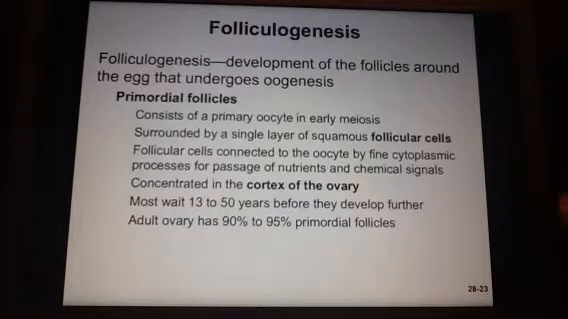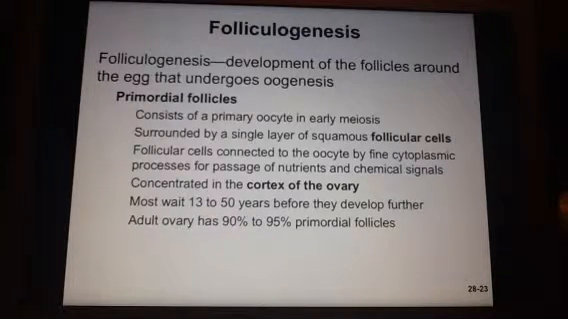So the original primordial follicles, that's what we saw around the outer edge of the ovary. And so they're where the primary oocytes are. They are in early meiosis. And so they are surrounded by a single layer of squamous follicular cells, and they connect to the oocyte to be able to pass nutrients and signals. They are in the cortex of the ovary. And then they wait 13 to 50 years before they develop further.